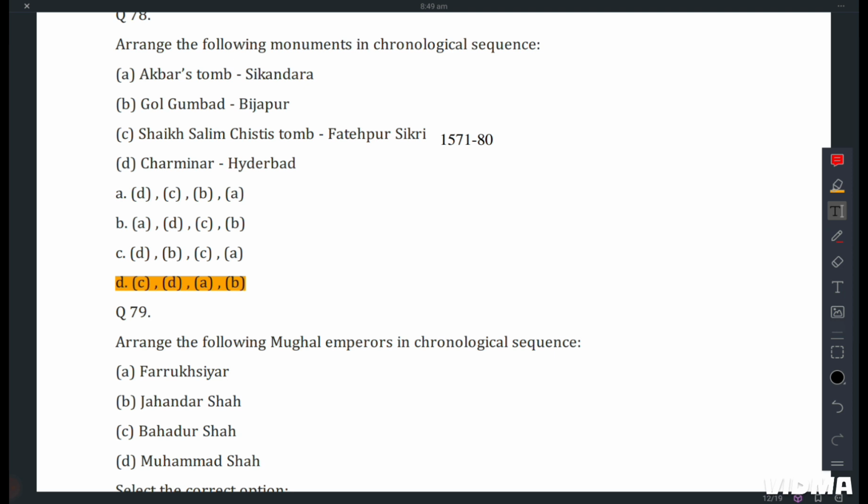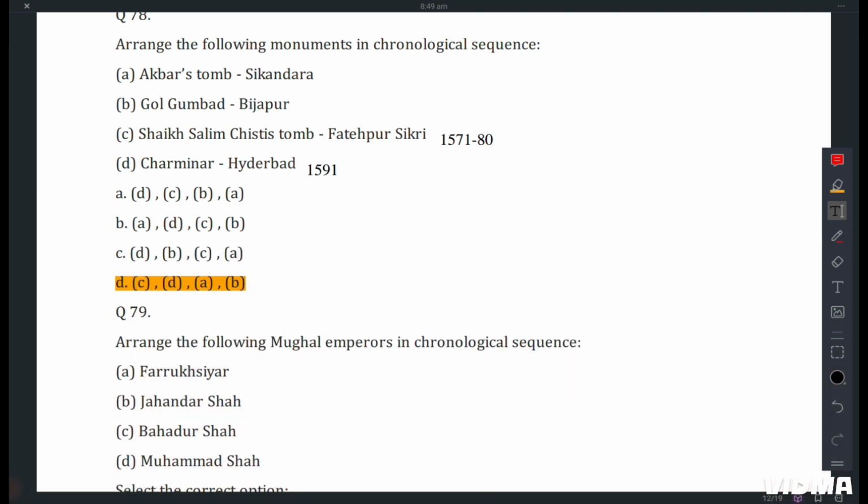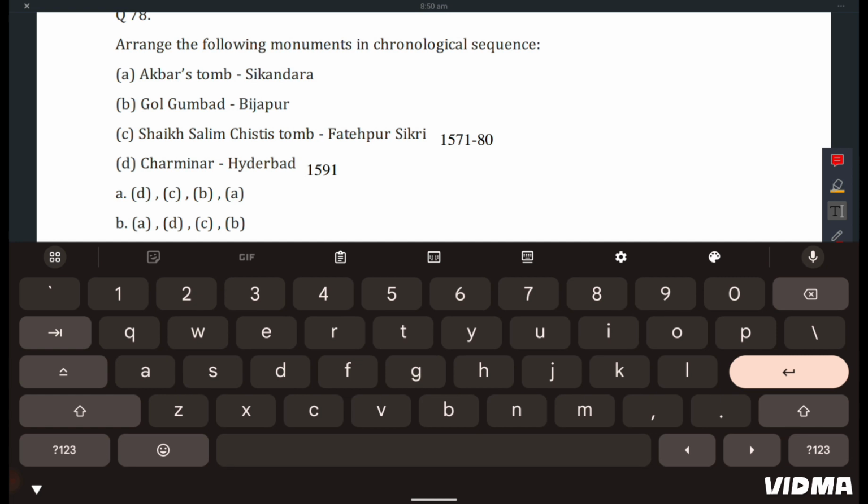Then comes Charminar, Hyderabad, 1591. By the way, Salim Chishti's tomb was built by Akbar. And Charminar by Muhammad Quli Qutb Shah. Akbar's tomb, Sikandara, of course, after death of Akbar. 1605 till 1613.